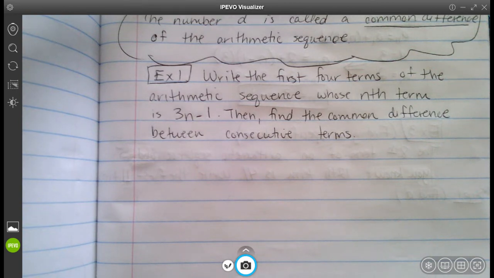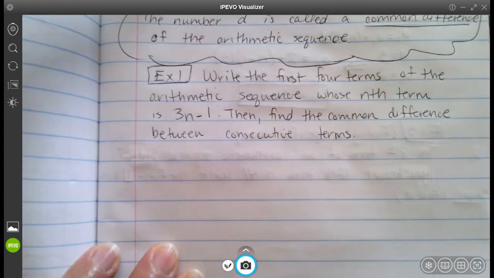Oh, where did my pen go? It is lost. Okay, well, that's okay. I guess we're not using color for this one.